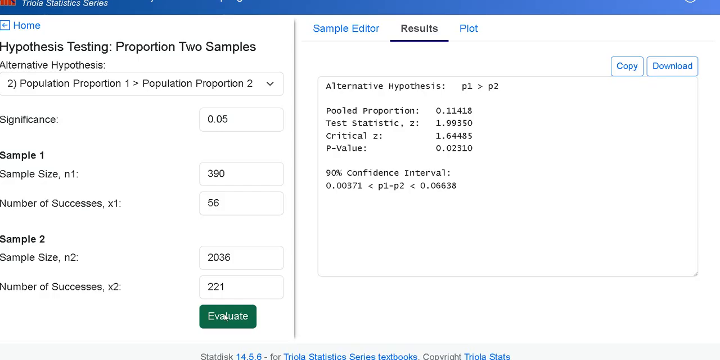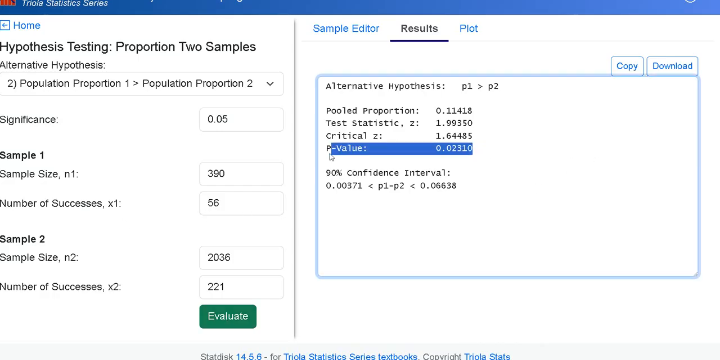So let's see here. From right here, I need the p-value. P-value is 0.231. Yeah, right there. If you're getting 0.976 something, then you probably have the alternative hypothesis set up wrong.